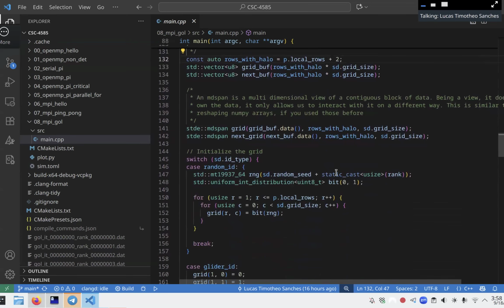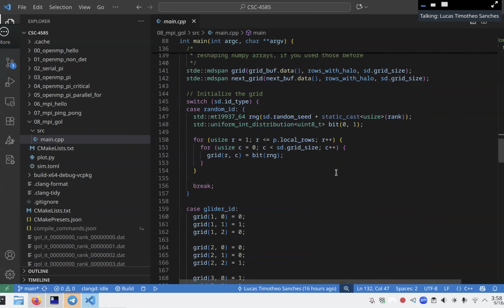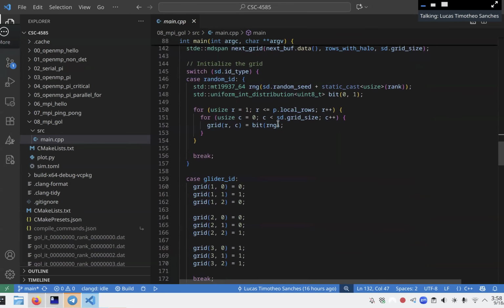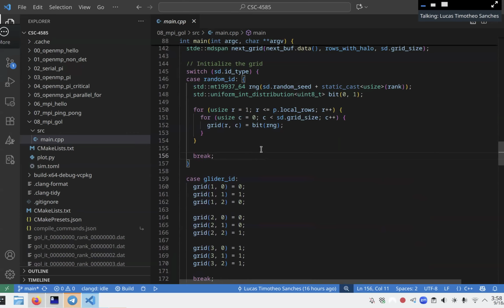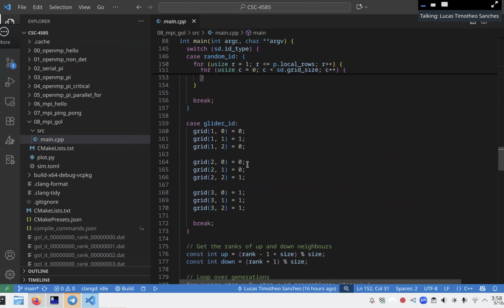Okay? All right. So this code is about initializing our grid. I have allowed this to be initialized with 2 types of initial conditions. You either just write a bunch of random values to the grid, or you write this thing called a glider, which is one of the constructs in Conway's Game of Life that moves around, right?